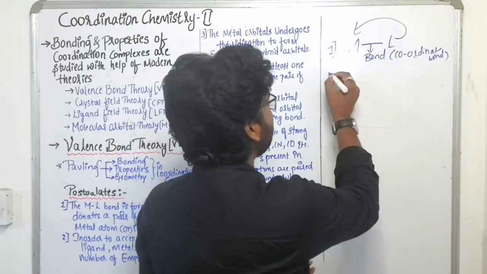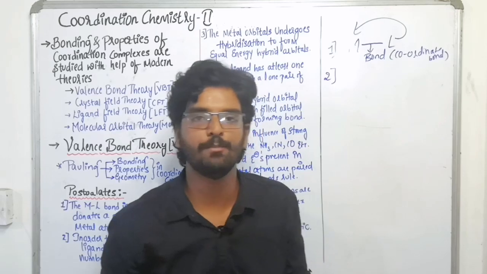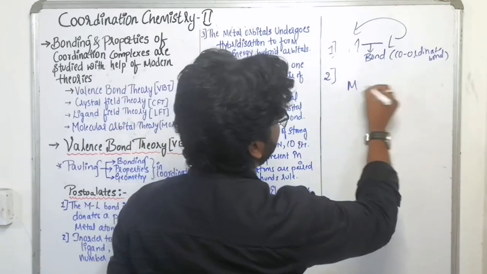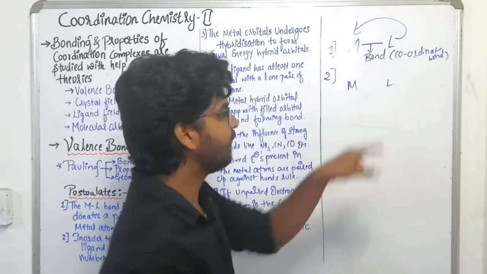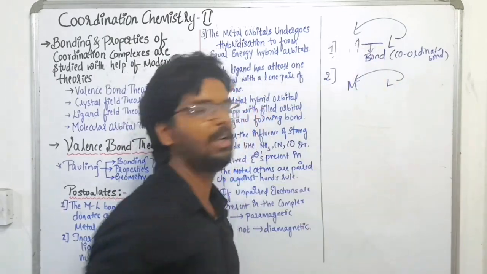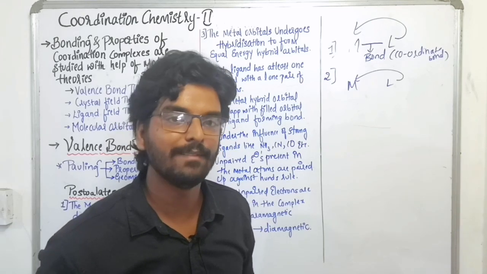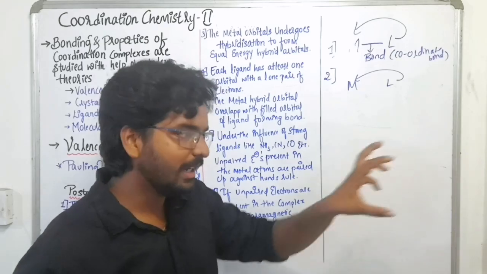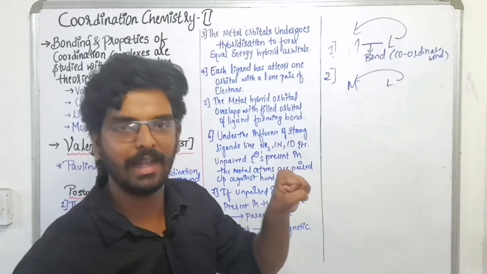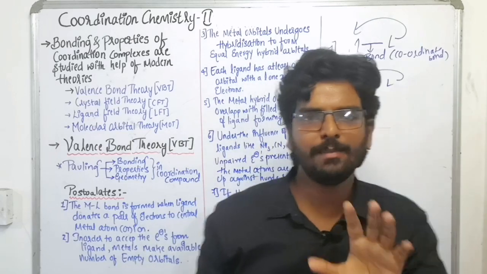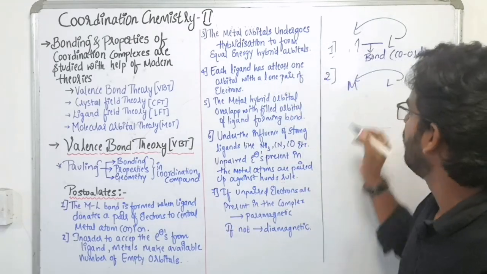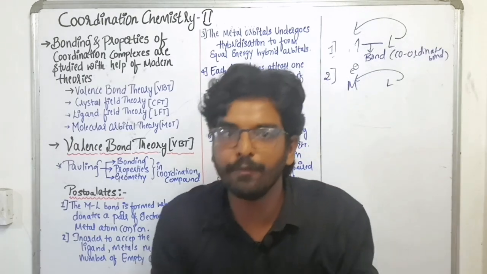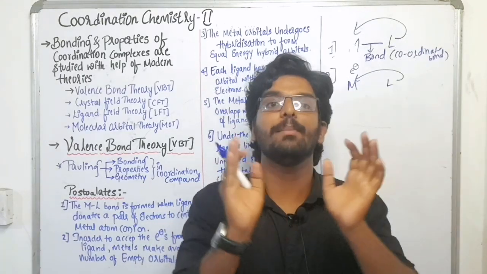The next is a very important postulate to be remembered. The bond is forming; the ligand is there, the metal is there. The ligand is donating the electron to the metal. And the very important thing is, the metal will accept the electron from the ligand. Now the thing is, the accepted electron from the ligand, where is it going to be placed on the metal?